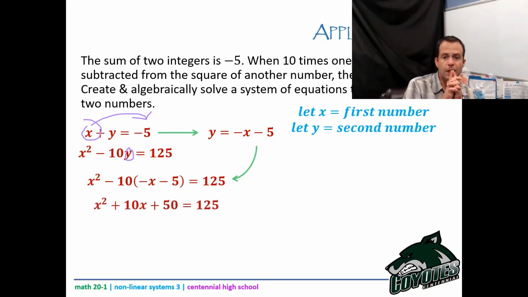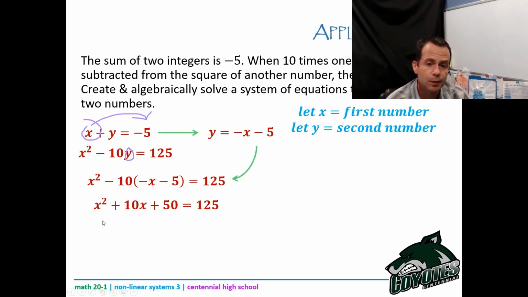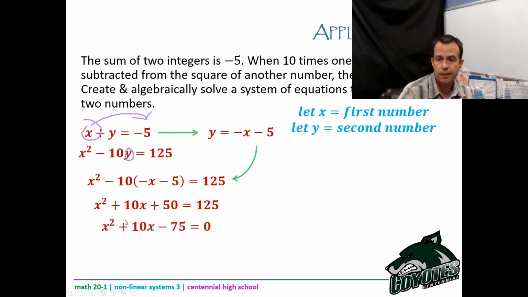Now I can see I have a quadratic. I've got an x squared and I've got an x term and I've got a number. In order to solve this, I want to bring everything over to one side so that it equals 0, and then I'm going to see if I can factor it. So I have to subtract the 125 from both sides. That's going to leave me with x squared plus 10x minus 75 equals 0.